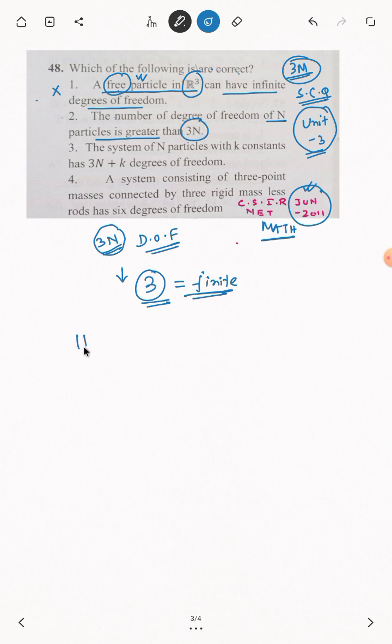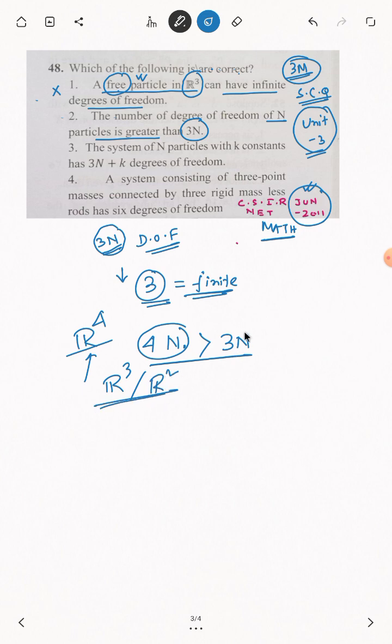The number of degrees of freedom of n particles is greater than 3n. It is true if we consider R4, then what will be the DOF? If there are n particles and for a single particle in R4 we have 4 DOF, then 4n will be the answer, which is obviously greater than 3n. But if we consider R3 or R2, can it be greater than 3n? Obviously no, because in R3 we know 3n is the result, but they have given it as greater than 3n, so this option is also false.